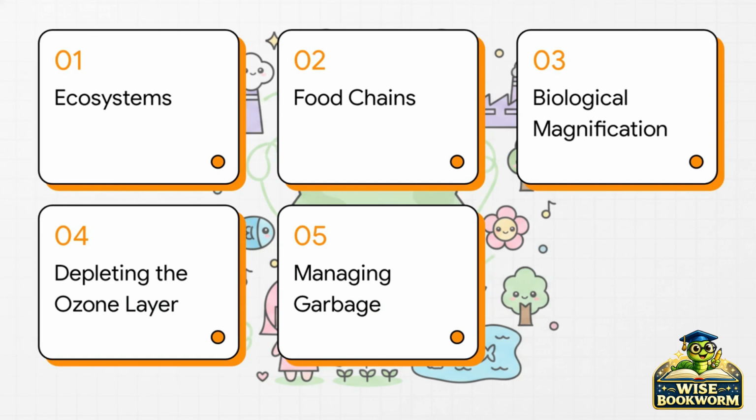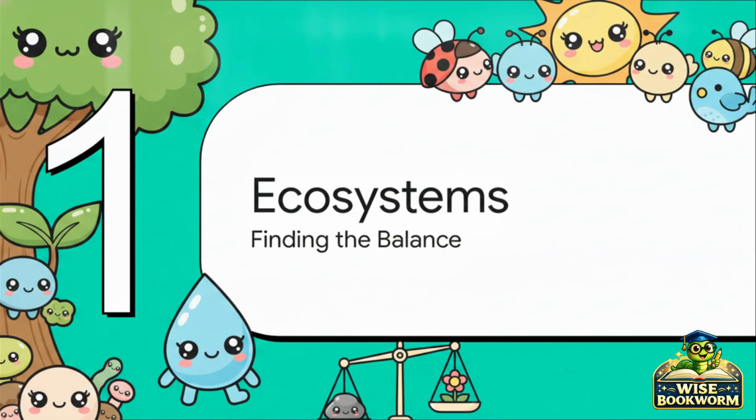Okay, here's our roadmap for today. We'll start with ecosystems, finding the balance, then move to food chains and energy flow. After that, we'll cover the biological magnification problem, depleting the ozone layer, and finally, managing our daily garbage. Section 1. Ecosystems, finding the balance.